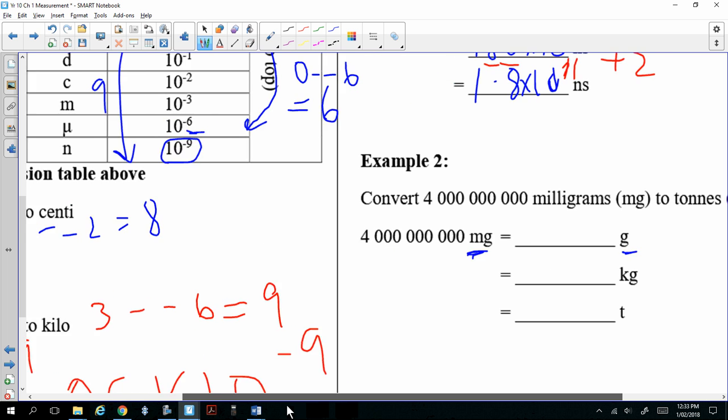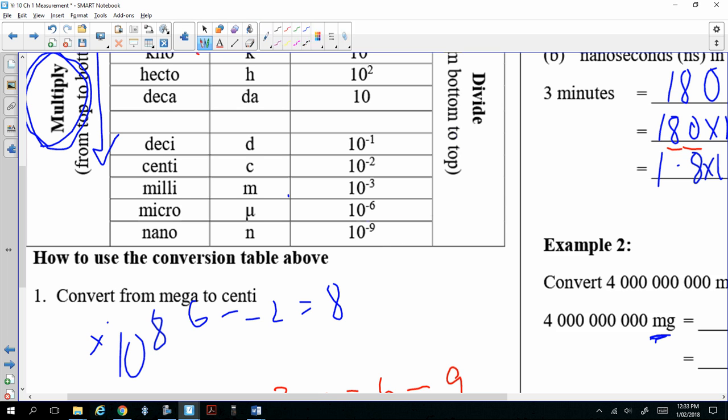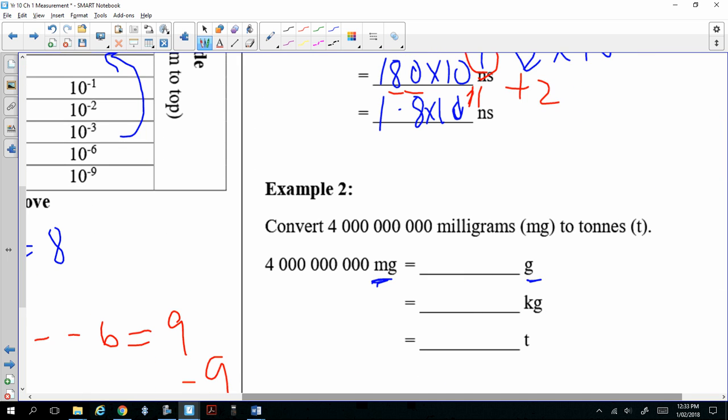Milli is here. We're going to go to grams. Gram doesn't have a prefix, so you go over here to the blank box. So the difference is 3, right? In this case, you have to divide by 10 to the power of 3. Dividing by 10 to the power of 3 is the same as dividing by 1,000, so you go back 3 steps. So 4,000 million milligrams become 4 million grams. Like that.